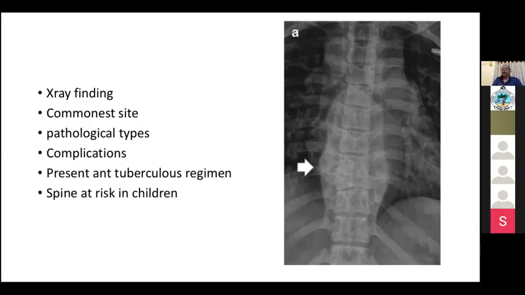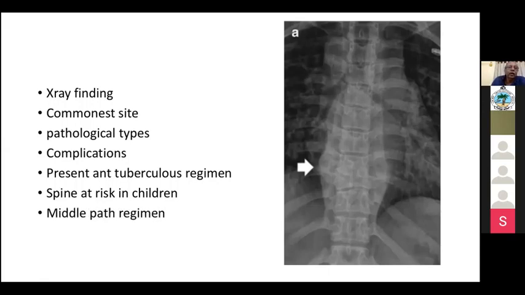Then what is spine at risk in children? Spine at risk signs in children: separation of the facet joints at the apex of the curve, lateral translation, posterior retropulsion, and toppling. Who described this? Rajshekharan. Because this is very commonly asked in the exam, you should know that.